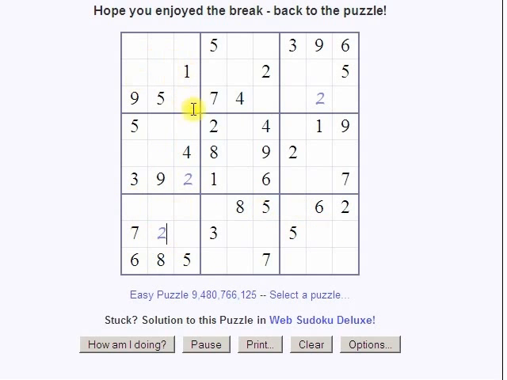Then go back to the top. 2, 2, 2, so 2 has to be here. Look at 2 for this block. Use the same reasoning. 2 has to be here.